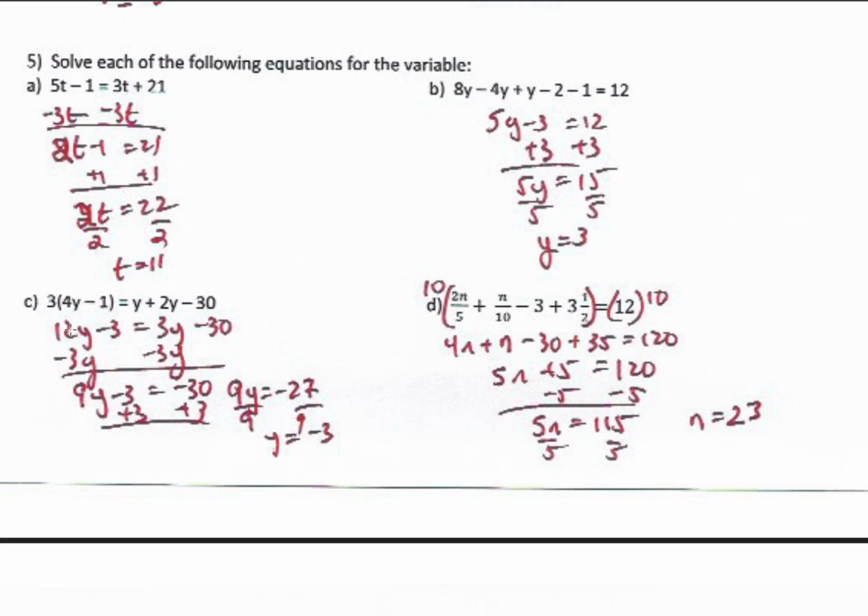Letter C, distribute the 3. That gives me 12y minus 3 equals. On the other side, combine like terms. Same side, same operation. That's 3y's. Then I'm going to subtract the 3y's to get 9y's. Then I'm going to add the 3 to get negative 27. Dividing by 9, and I get negative 3.